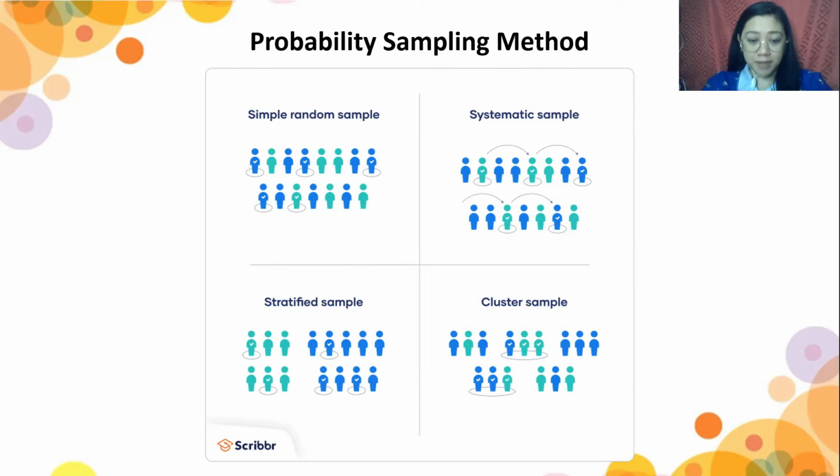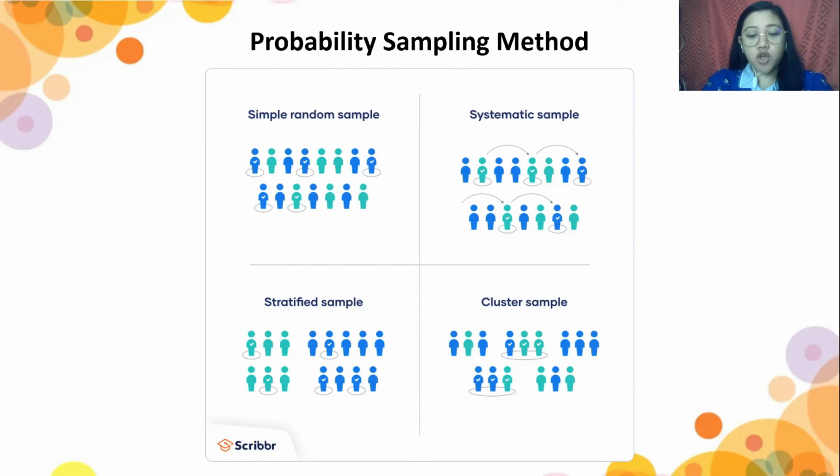Next, stratified sampling. It involves dividing the population into subpopulations that may differ in important ways. It allows you to draw more precise conclusions by ensuring that every subgroup is properly represented in the sample.